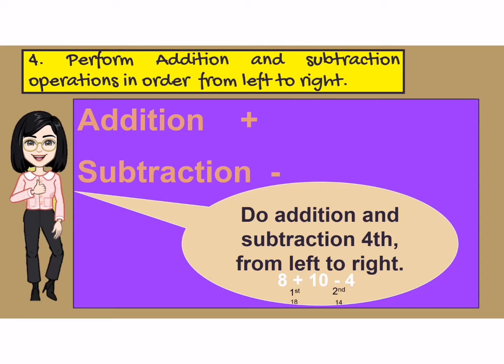So, 8 plus 10 is equal to 18. Then, 18 minus 4 is equal to 14. At last, we were able to solve the addition and subtraction operations in order from left to right.